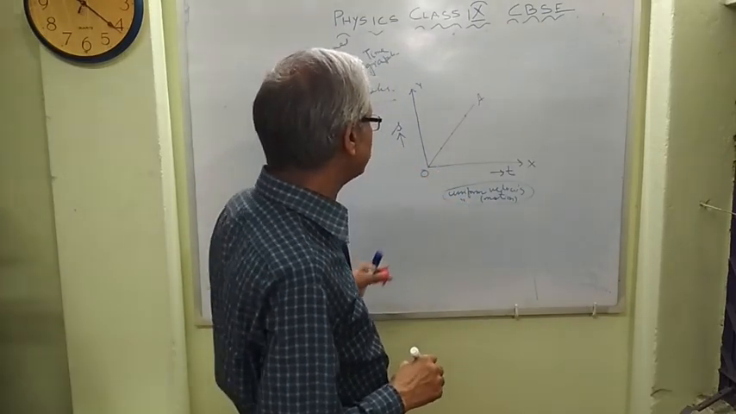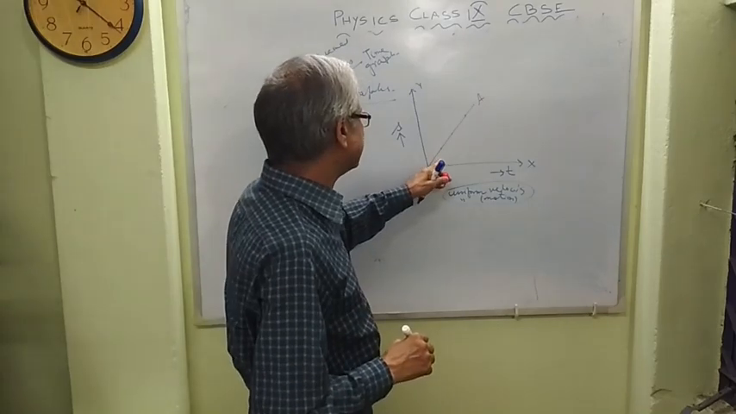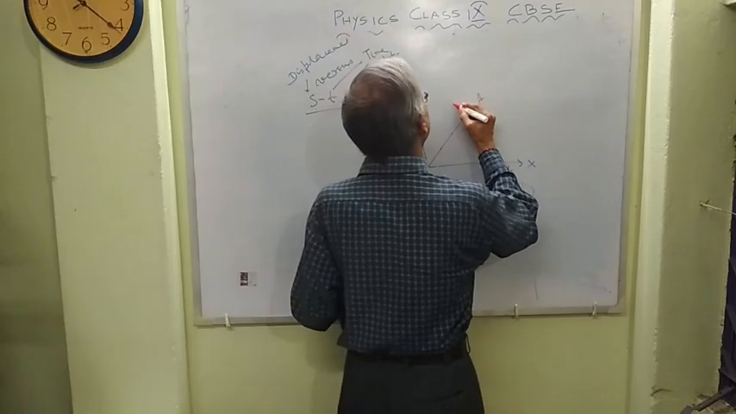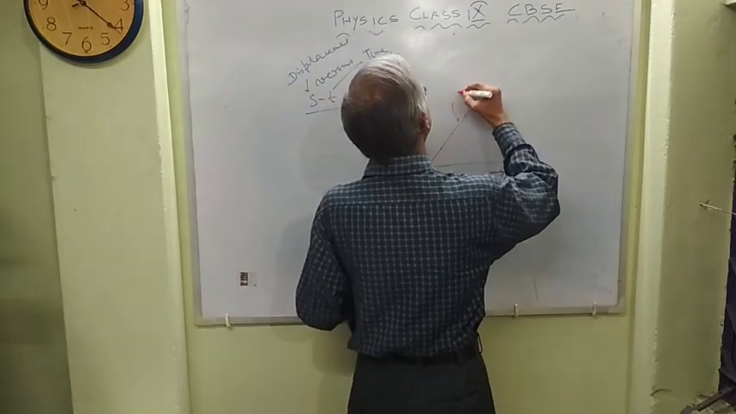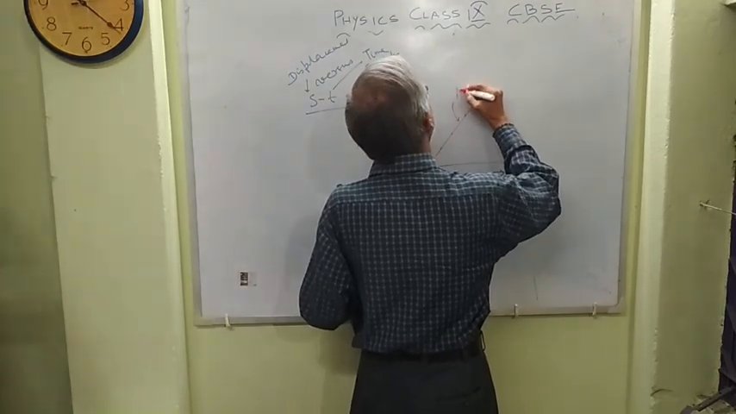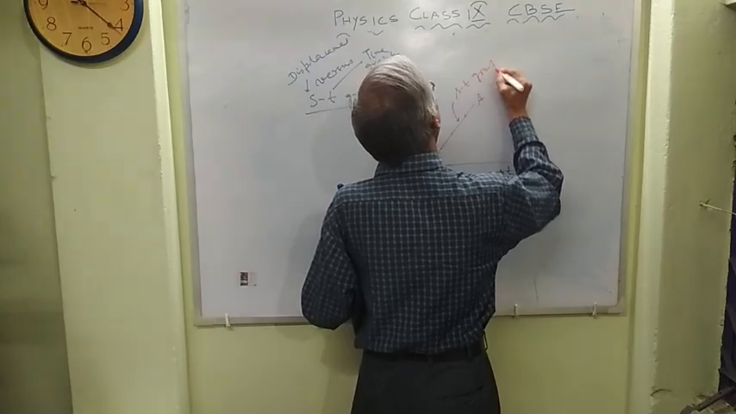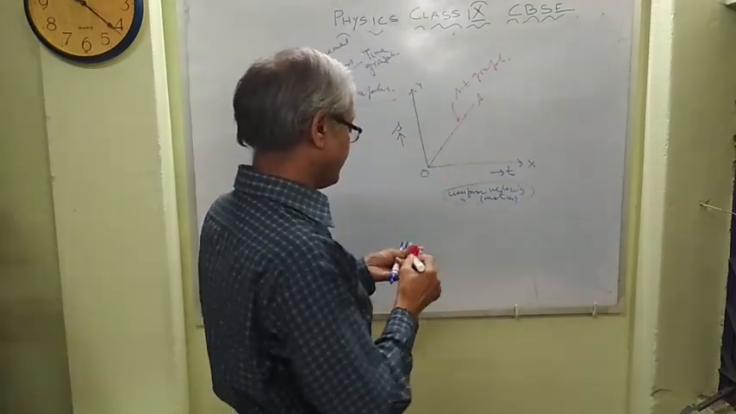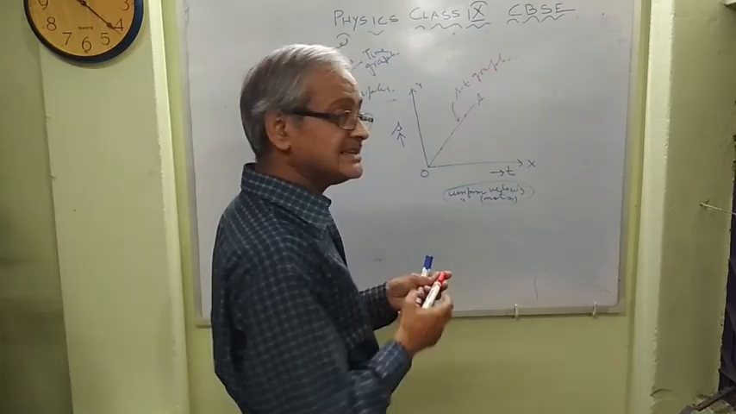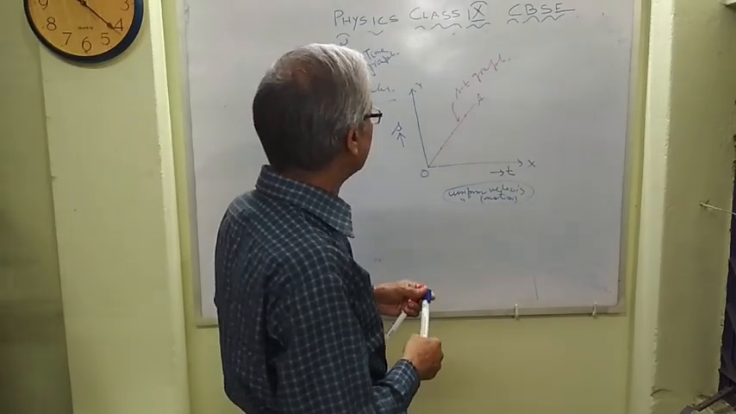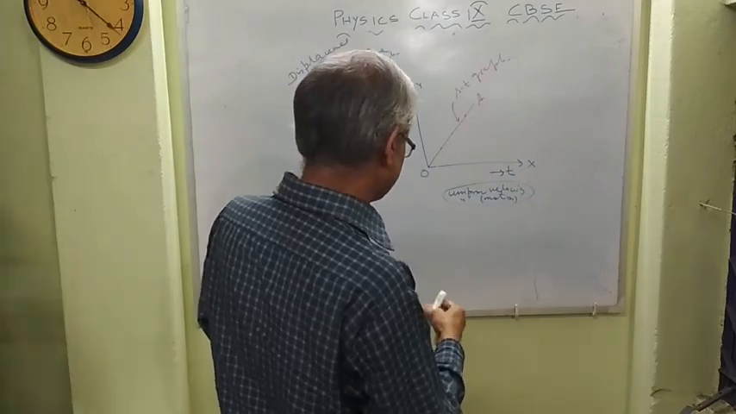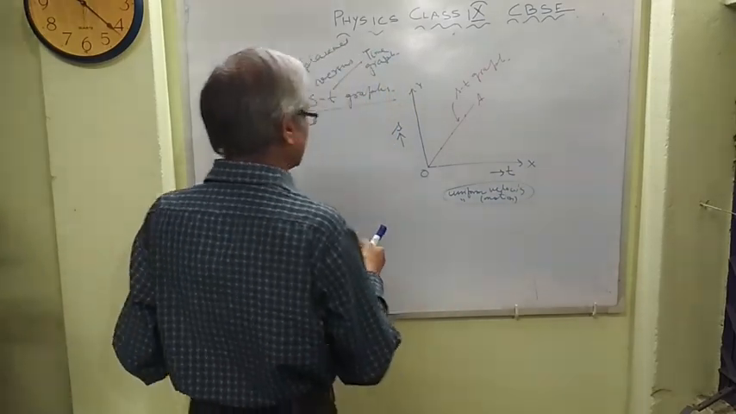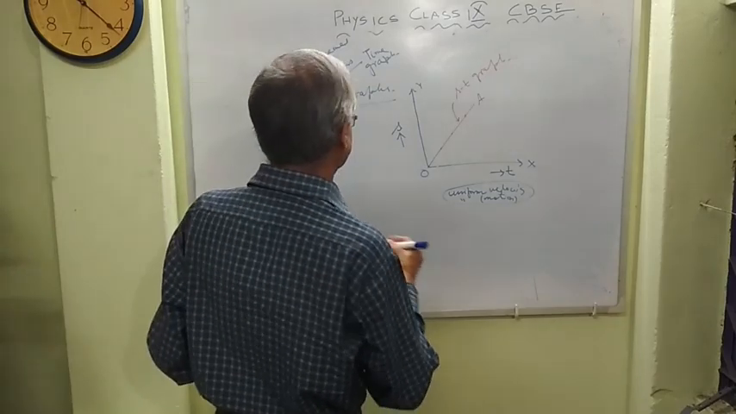Here uniform velocity means the gradient of the graph is constant. This is the displacement time graph, ST graph, for uniform velocity. Now, if the body is at rest, then what will be the displacement time graph?